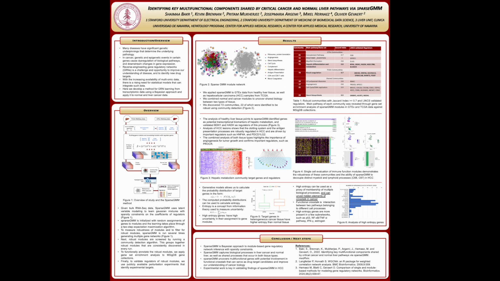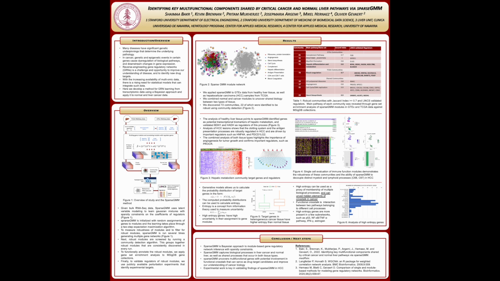Generative models allow us to calculate the probability distribution of target genes in the form shown. The computed probability distributions can be used to calculate entropy. Entropy is a concept from information theory used to measure uncertainty and is inherent to the probability distribution of the random variable. High entropy genes have high uncertainty in their assignment to gene modules.